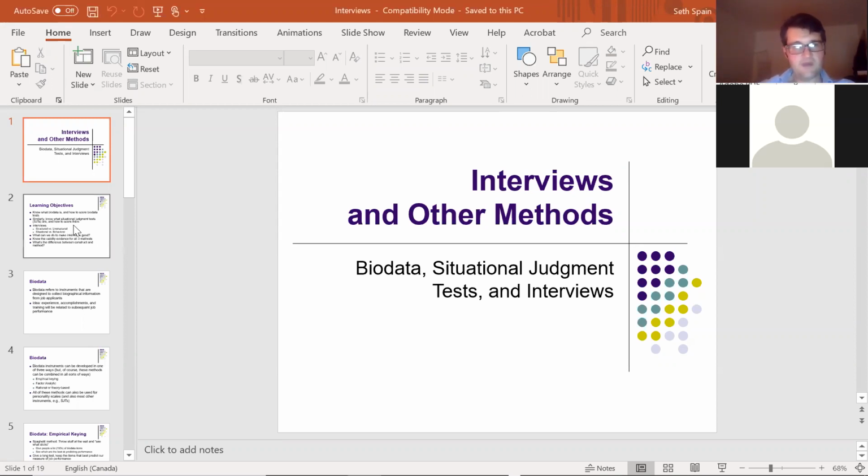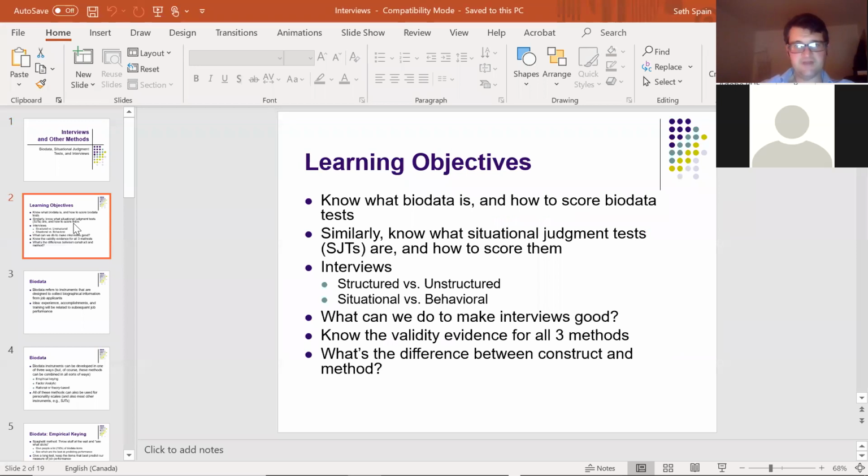Our learning objectives today: we're going to talk about several different things. We're going to spend most of the time on interviews, but I want people to know what we mean by biodata, which is just a short term for biographical data. It's not as sophisticated as it sounds. It's not like we're doing blood tests or something like that. Similarly, I want people to know something about situational judgment tests, which are increasingly popular for some classes of jobs. And then we're going to spend most of the time talking about interviews.